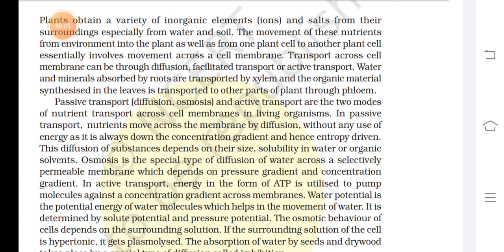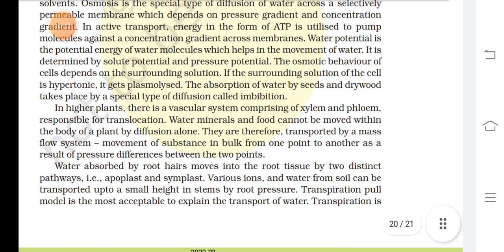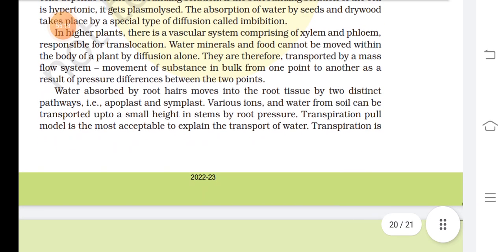The osmotic behavior of the cell depends on the surrounding solution. If the surrounding solution of the cell is hypertonic, it gets plasmolyzed. The absorption of water by seeds and dry wood takes place by a special type of diffusion called imbibition. In higher plants, there is a vascular system comprising xylem and phloem responsible for translocation. Water, minerals, and food cannot be moved within the body of a plant by diffusion alone.